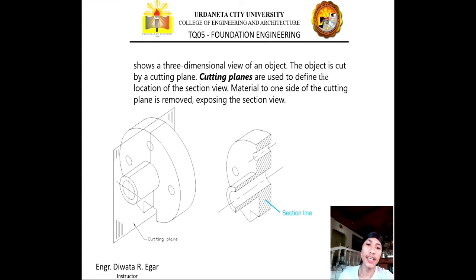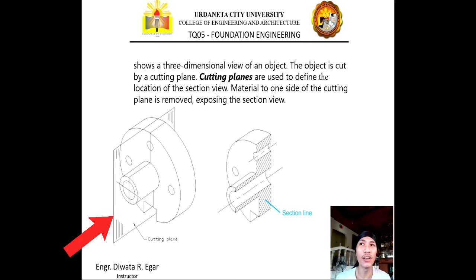So, as I was saying earlier, ano nga ba ang purpose ng cutting planes? Or nasaan nga ba dyan yung cutting plane? As you can see in the object, yung nandito sa left side, we could see na mayroong parang square or pa-square shape dyan na something in the middle. So, ayun yung tinatawag nating cutting planes. Diyan natin makikita yung loob ng object.